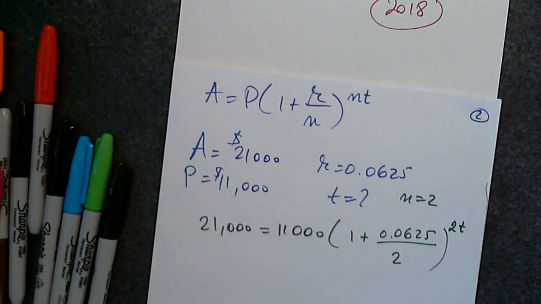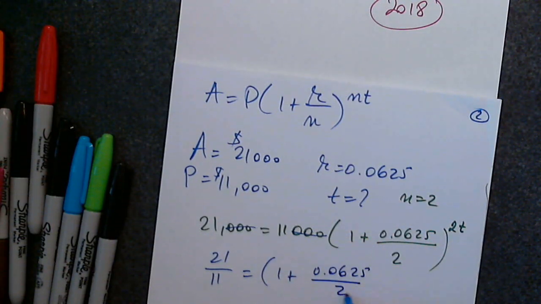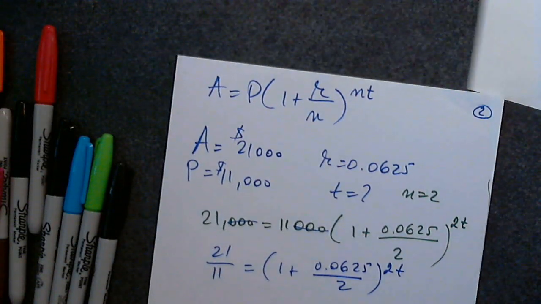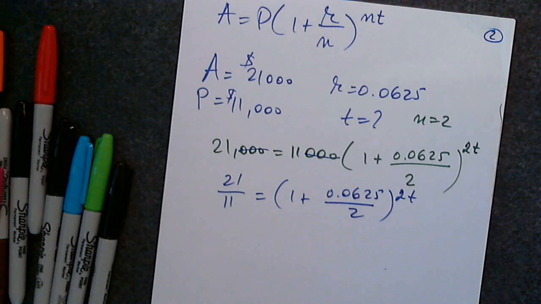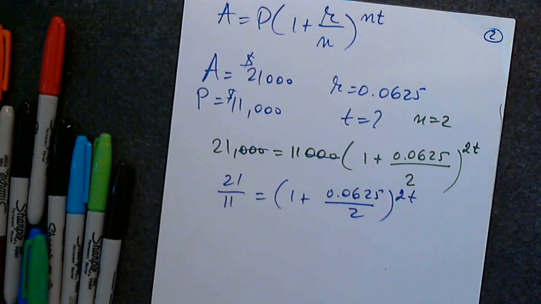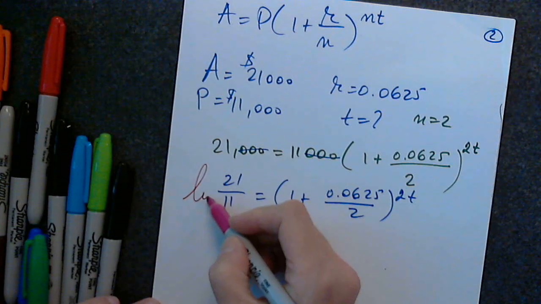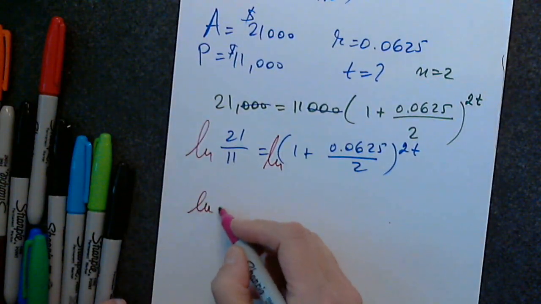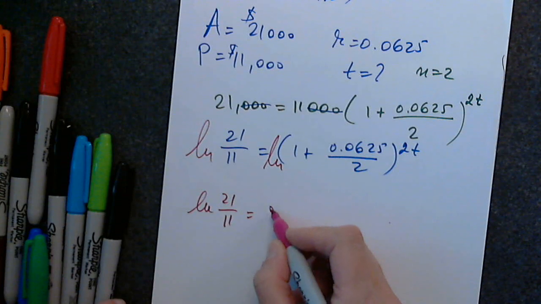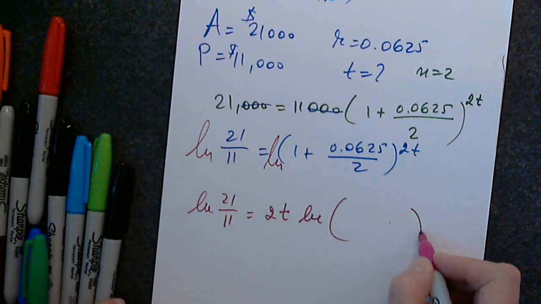Do not perform any operations other than simplify by 1,000 and divide both sides by 11. So 21 over 11 equals, do not perform this operation. There is no need. Raised to 2t. Right now it's completely cleaned up, meaning I can solve for t. Doing what first? I have to apply, yes, awesome. I have to apply natural log to both sides. So I get the natural log of 21 over 11 equals 2t times natural log, and I have to keep all this.